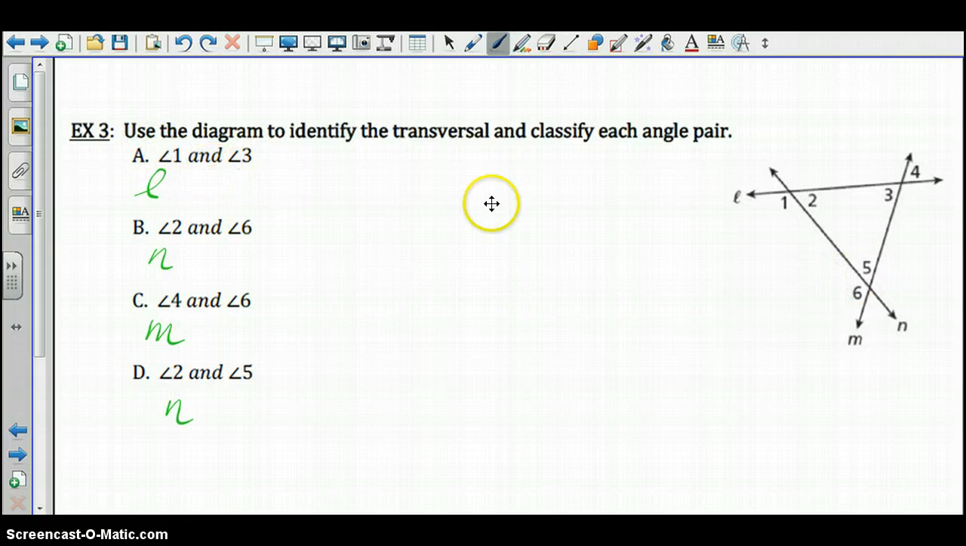Now we can go through and identify the angle pair for each one. Alternate interior, alternate exterior, corresponding, or same side interior angles. Why don't you take a moment or two and answer these questions.